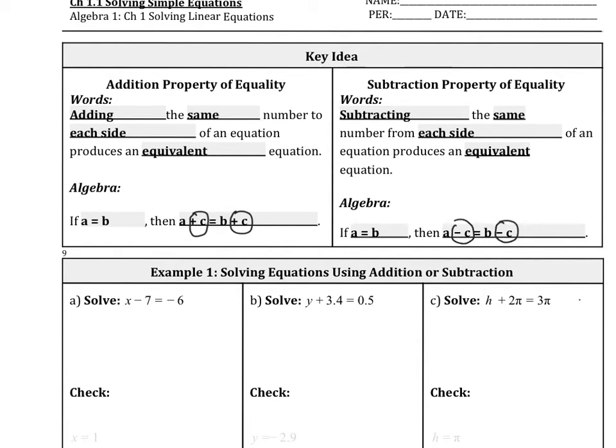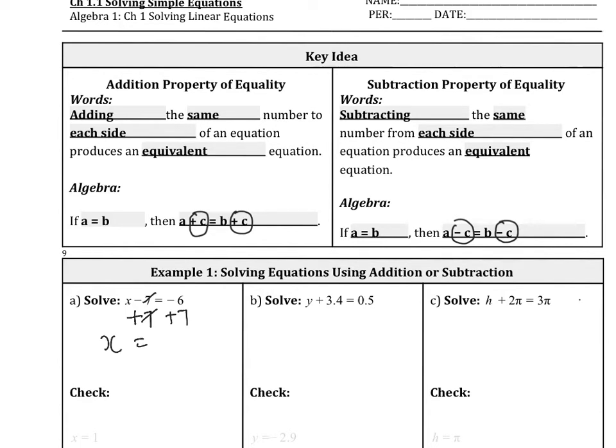equivalent. Example number 1. Solving equations using addition or subtraction. Letter A. Solve x minus 7 equals negative 6. To solve this equation, we are going to isolate x and remove negative 7 from this side. To do that, we are going to add 7 on both sides, because if we add 7 on both sides, this negative 7 and positive 7 will cancel and x would be by itself.